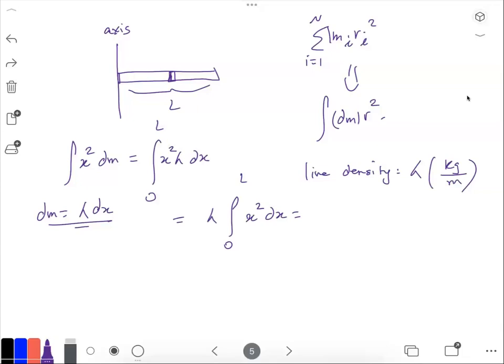Since this is a uniform rod, the density is going to be uniform throughout the entire rod. So the density will just be the mass, which we'll call m, over the length, which is L. And then when integrating x squared, we get x cubed over 3, evaluated from 0 to L. And then this is m L squared over 3. So that's our first example.